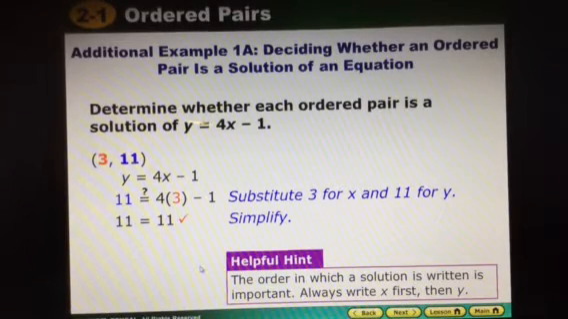And it says helpful hint down here. The order in which a solution is written is important. Always write X first and then Y. So for our solution, we would put the X, which is the independent variable, and then the Y, which is the dependent variable.